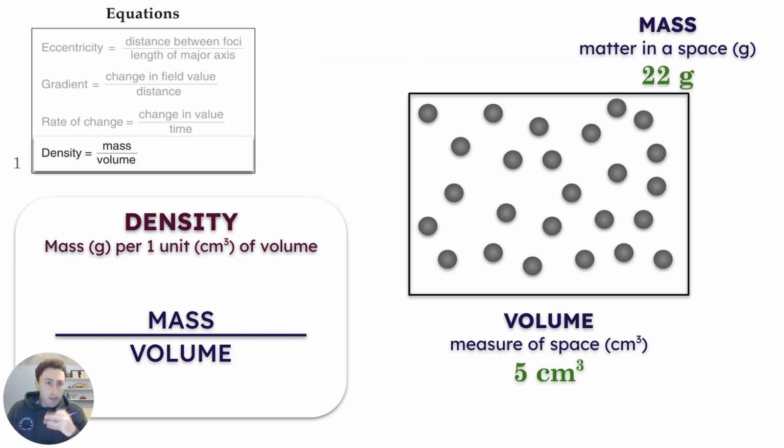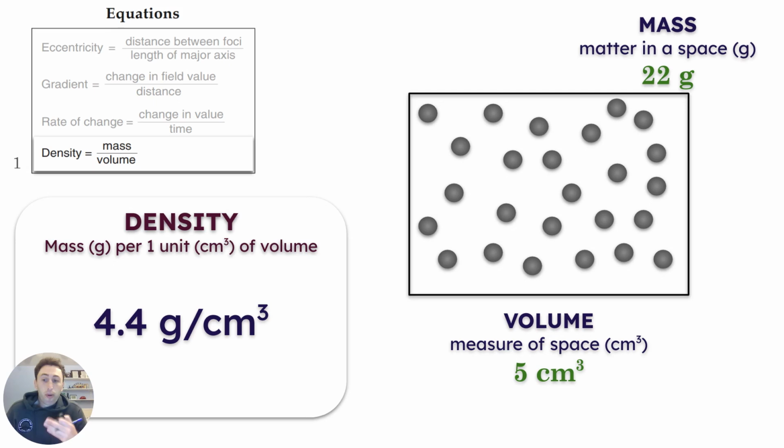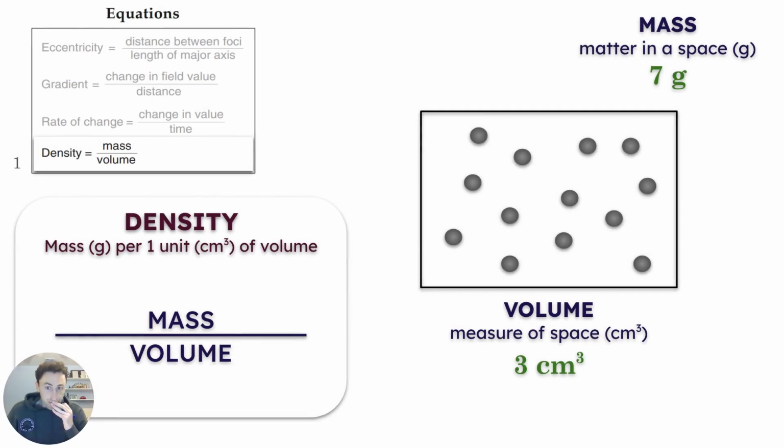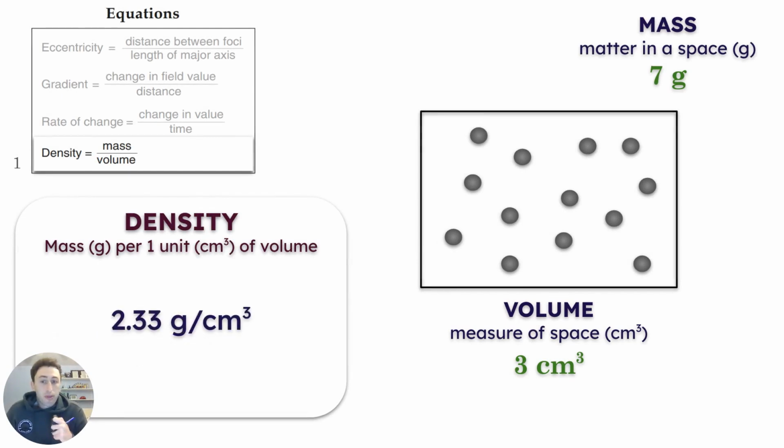Now, an example here, if you have 22 grams of mass and 5 cubic centimeters of volume, the mass over the volume is equal to the density. The density tells you how much mass there is per one unit of, let's say, cubic centimeters of volume. So this would be 22 grams, which is the mass, over the volume, which is 5 cubic centimeters. So 22 divided by 5 is going to give you 4.4. That's 4.4 grams per cubic centimeter, and that would be the density, the mass per 1 unit of volume. Here's another example. You have 7 grams and 3 cubic centimeters. It would be 7 divided by 3, which will give you 2.33 grams per cubic centimeter.